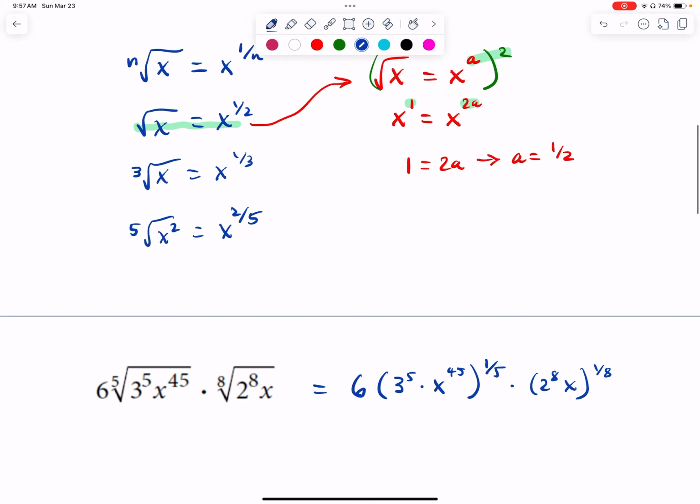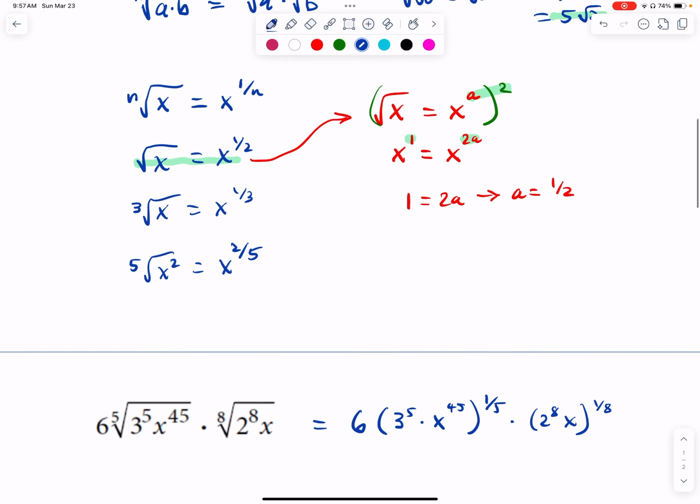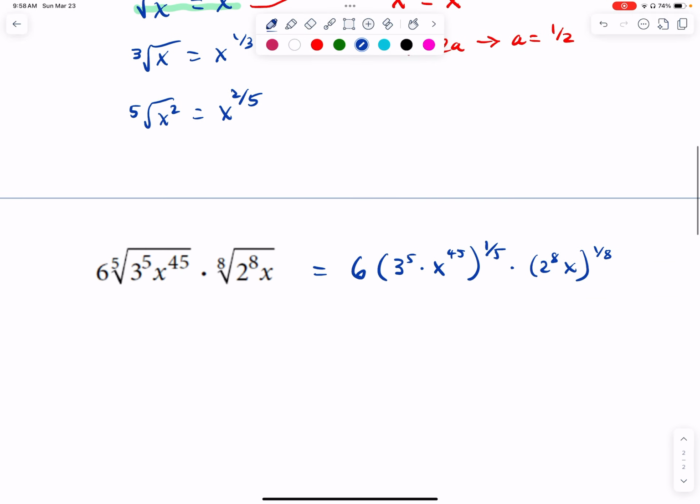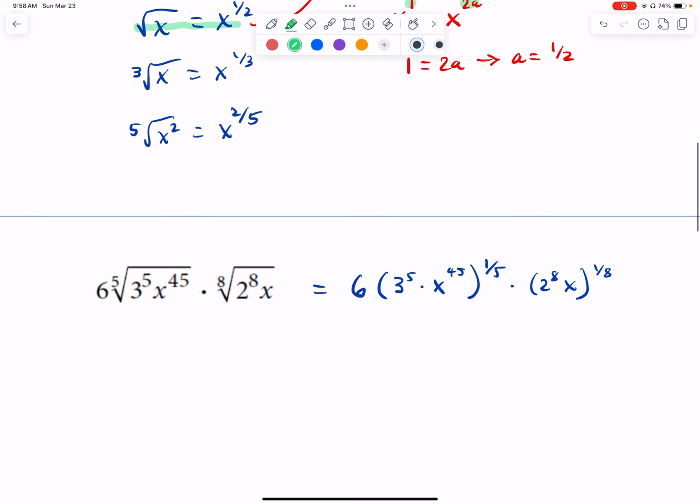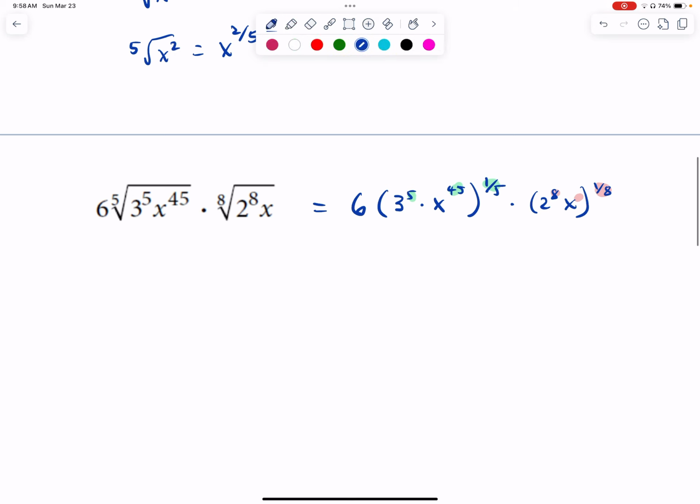Now, one of the properties of exponents that we just reviewed is that a product raised to a power is not a distributive property, because a distributive property happens across addition and subtraction. This only happens as each one of these exponents is going to get multiplied times the 1/5. And over here on the second one, each one of these exponents is going to get multiplied times 1/8.